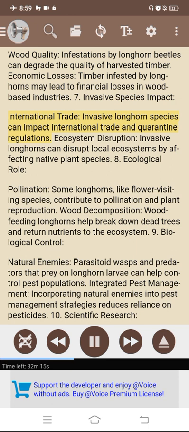7. Invasive species impact. International trade. Invasive longhorn species can impact international trade and quarantine regulations. Ecosystem disruption. Invasive longhorns can disrupt local ecosystems by affecting native plant species.